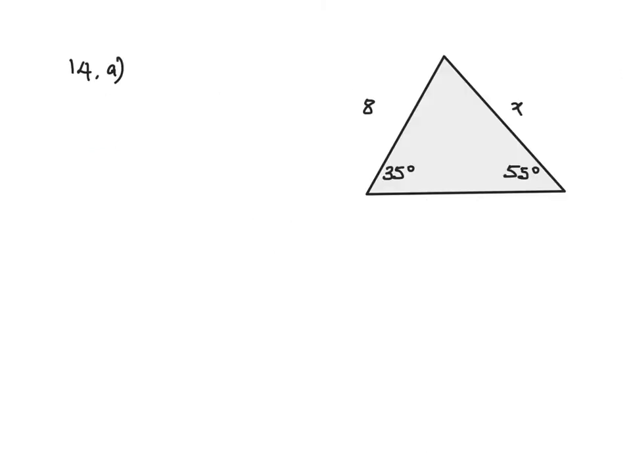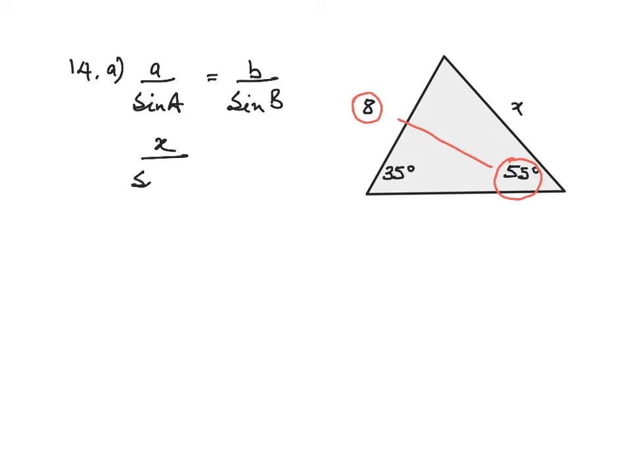This is the sine rule. Why do we know it's the sine rule? Because we have a side angle pairing. That's very important. So a over sine A equals b over sine B. Let's have x over sine 35 equals 8 over sine 55.